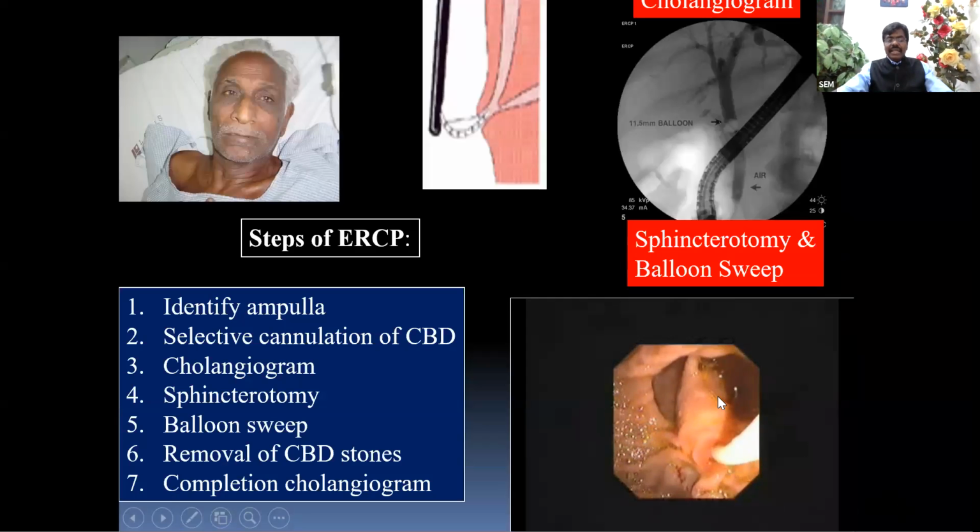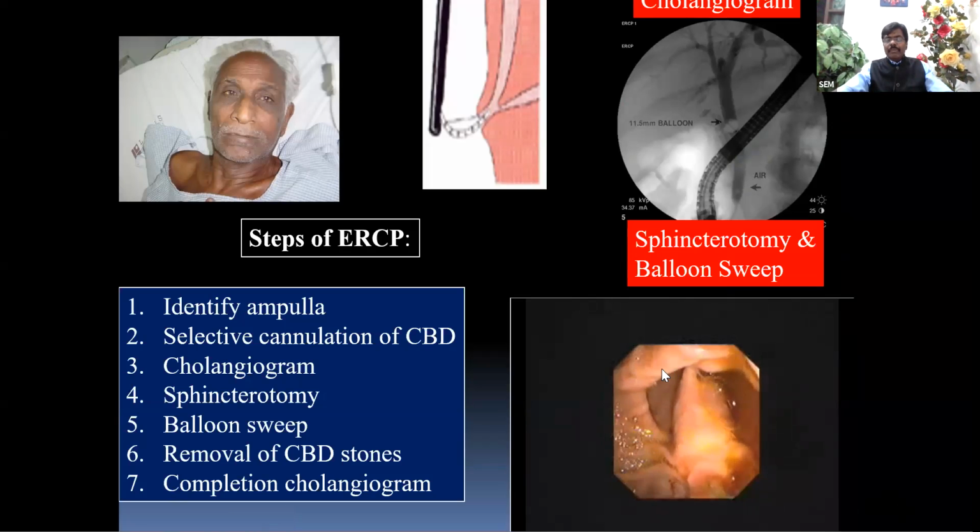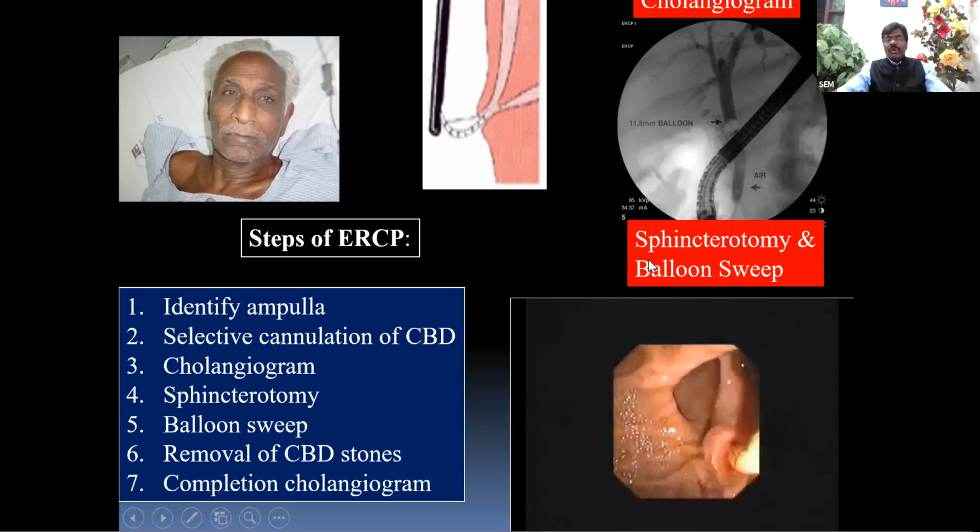So here is a real, another patient. This patient has obstructive jaundice. We did a cholangiogram. Now this is the ampulla vater, periampullary diverticulum. I am putting a small catheter and making the hole a little bigger. That is called a sphincterotomy. Sphincterotomy is nothing but division of the sphincter muscle.